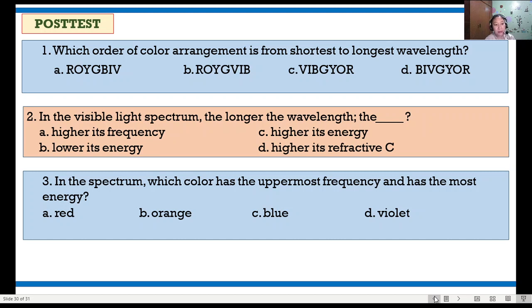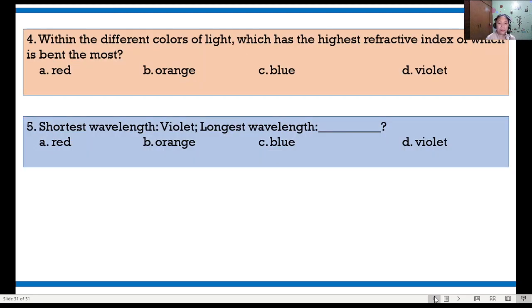Number 3, in the spectrum, which color has the uppermost frequency and has the most energy? So the answer is D, dog, violet. Number 4, within the different colors of light, which has the highest refractive index, of which is bent the most, yung baling-bali. So, yun pa din, letter D, violet. Number 5, shortest wavelength, violet. Longest wavelength, this time it's A, red. So, I hope you get 5 or at least 3, 4, up to 5.